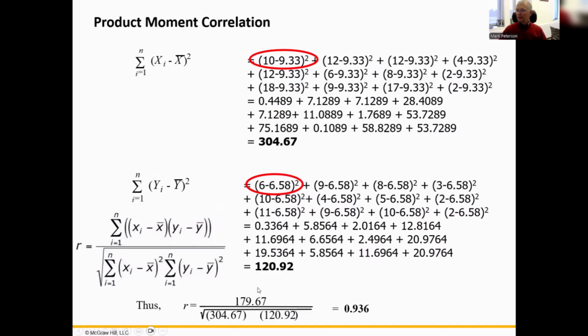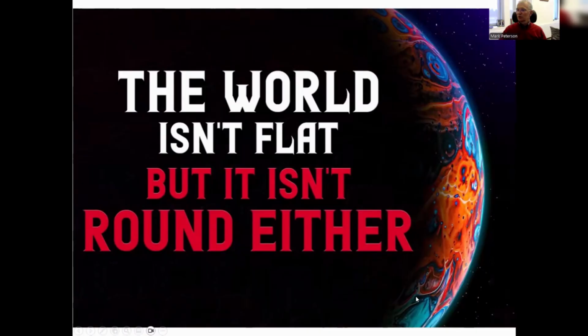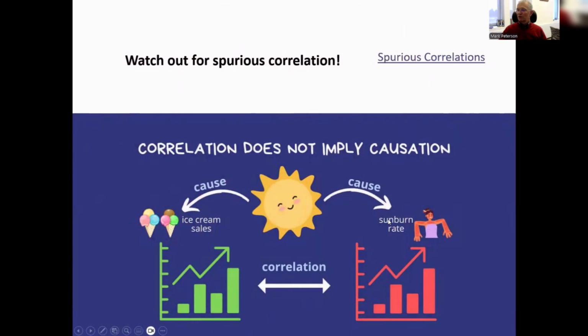So here we insert these into the equation, 304.67, and multiply that by 120.92 and take the square root of it, and then that divides into 179.67, and we get this R value of 0.936. So that is a very strong correlation. And we have to remind ourselves the world is not that round, okay? So we probably rarely see a strong correlation like that.